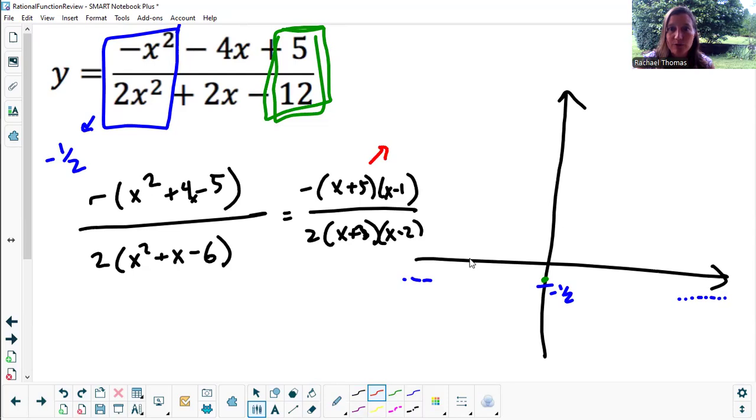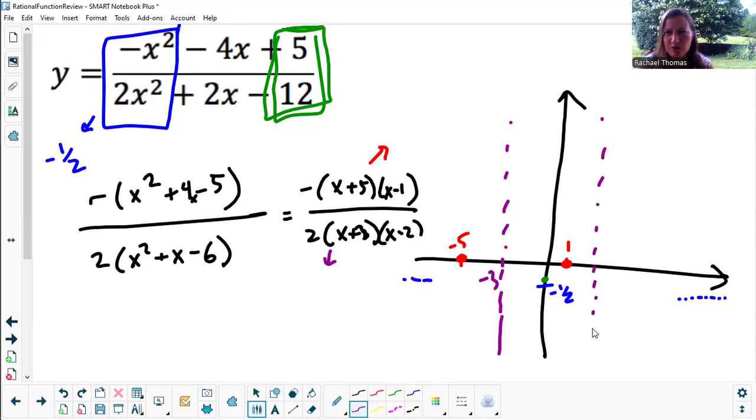Zeros of the top would be negative 5 and positive 1. Those are my zeros. Zeros of the bottom are negative 3 and positive 2. These are my vertical asymptotes. And here we go. Running out of colors. I'll use orange.